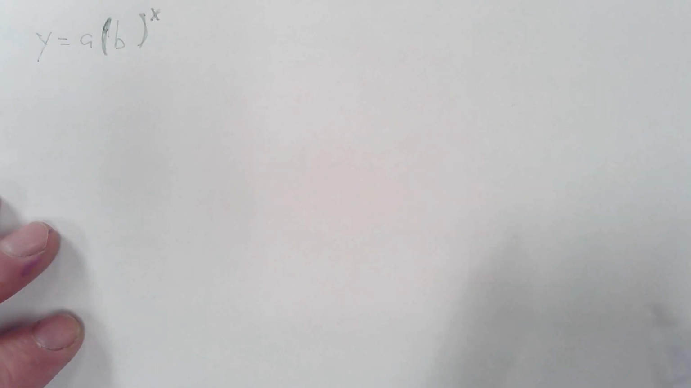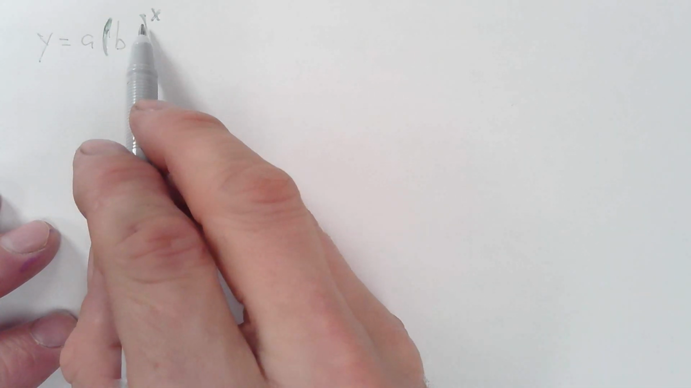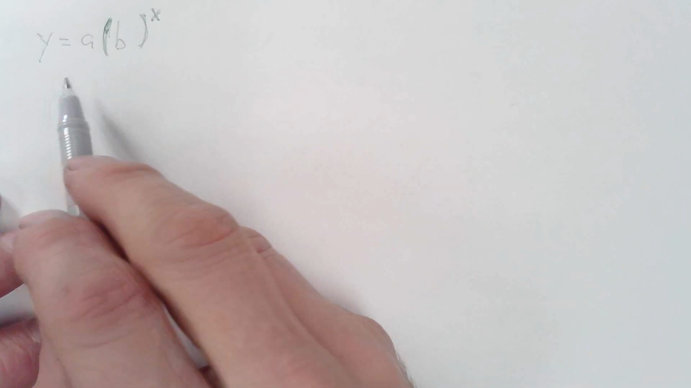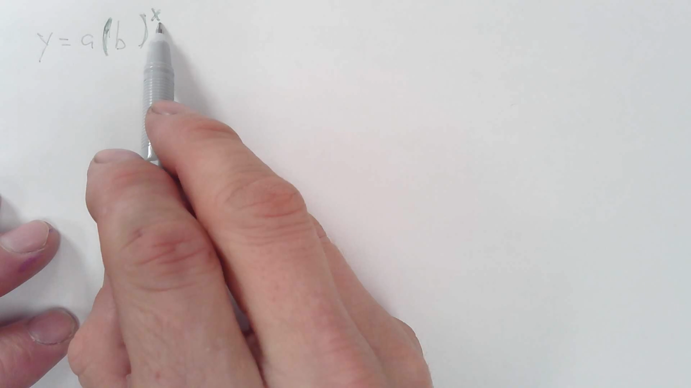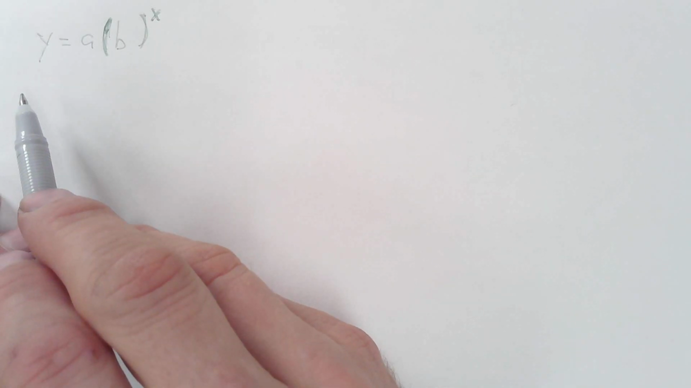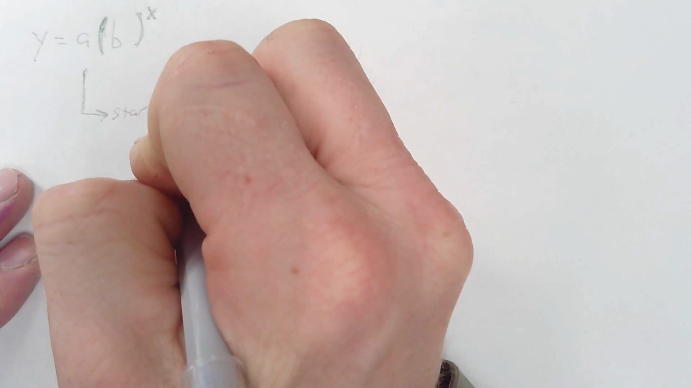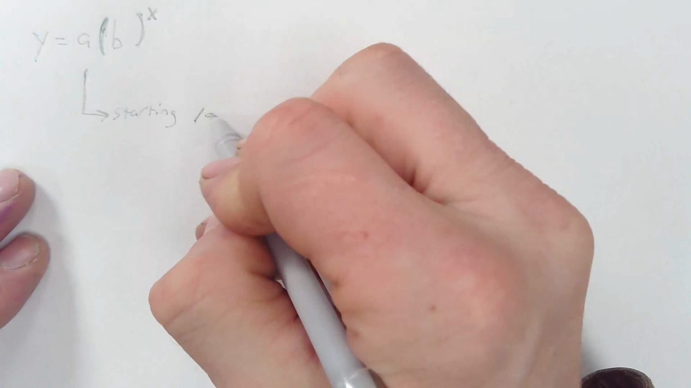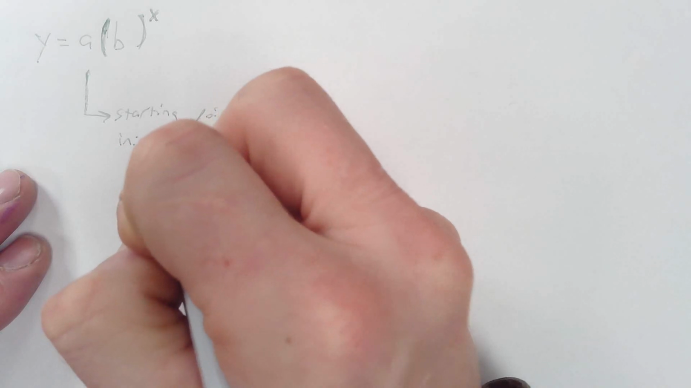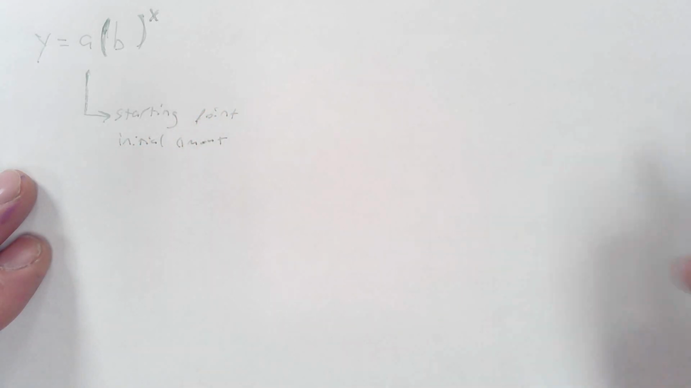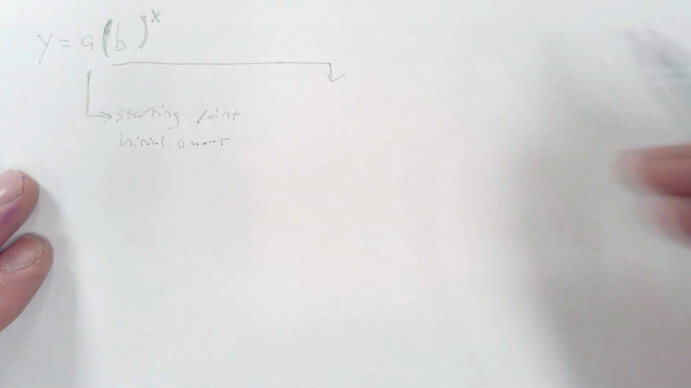Okay, so let's talk about how a, b, and x change the output of my function. This is the input of my function, which would be x, and y is the output of my function. The a is the starting point, the starting point of whatever I'm going to be comparing my x and my y to. It is the initial amount.